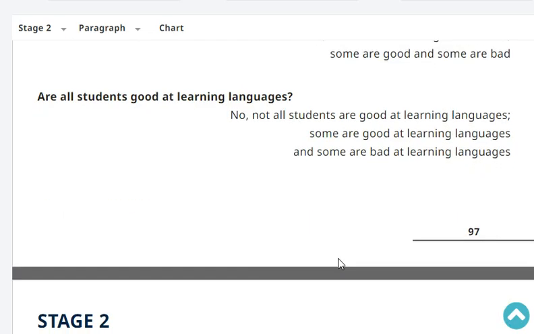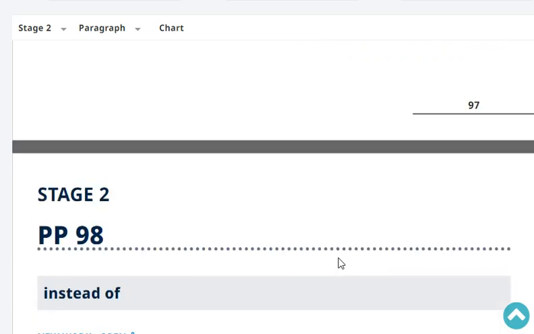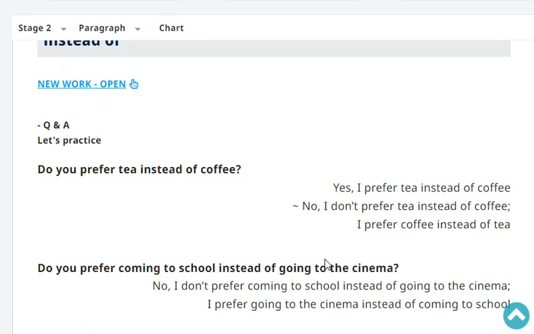Very good. Are all the students good at learning languages? No, not all students are good at learning languages. Some are good at learning languages, and some are bad at learning languages. Very good. Do you prefer tea instead of coffee? Yes or no?